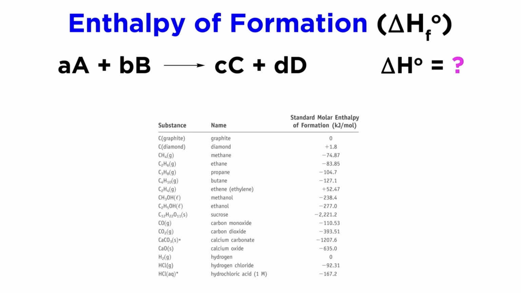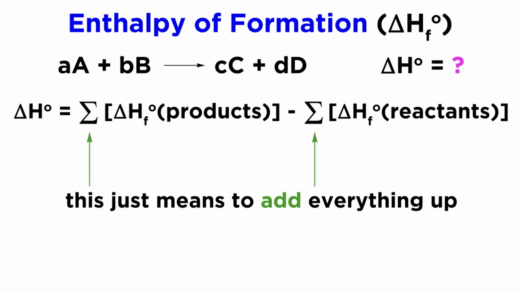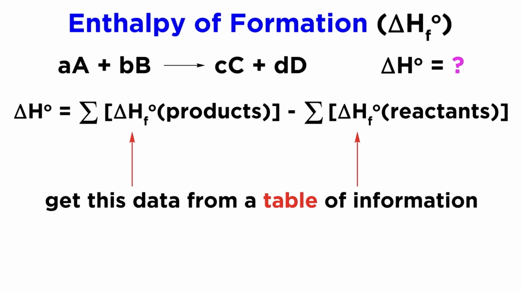We have tabulated enthalpies of formation for a wide variety of substances, and we can do simple calculations using this tabulated data to discern the change in enthalpy for a particular reaction. All we have to do is use this equation whereby change in enthalpy can be calculated by finding the sum of the enthalpies of formation for all of the products with respect to their stoichiometric coefficients, and subtracting from that the sum of the enthalpies of formation for all the reactants with respect to their stoichiometric coefficients. Don't be scared of this uppercase sigma. It just means to find the sum, or to add everything up. So we just get this data from a table of given information and plug it in where it goes, making sure to multiply it by a stoichiometric coefficient if necessary.